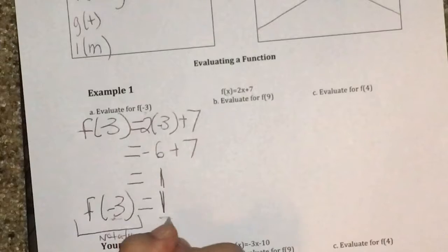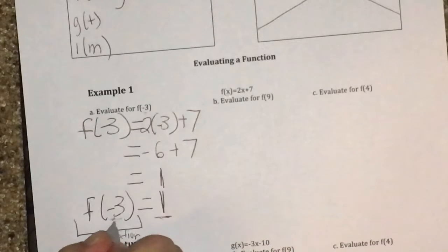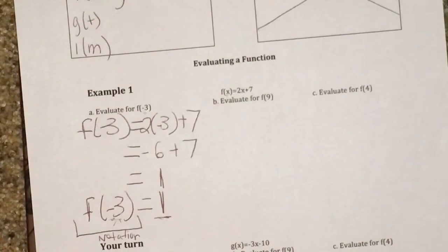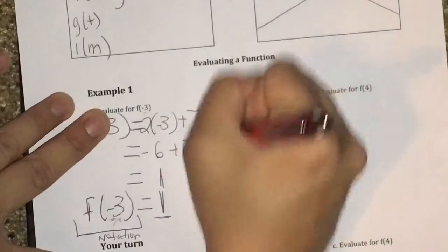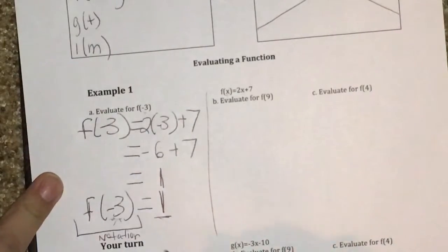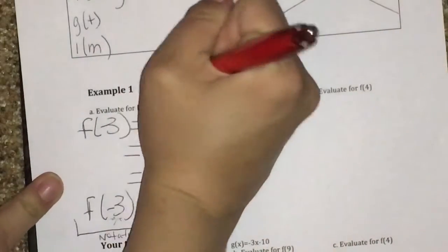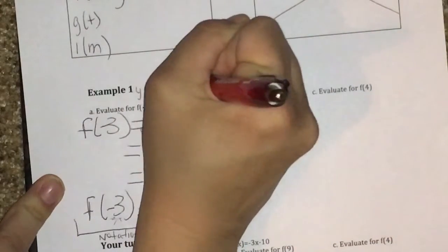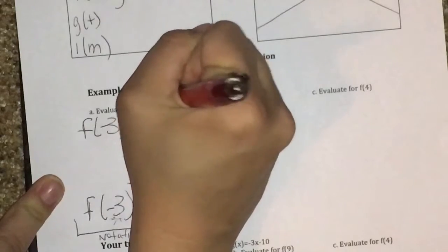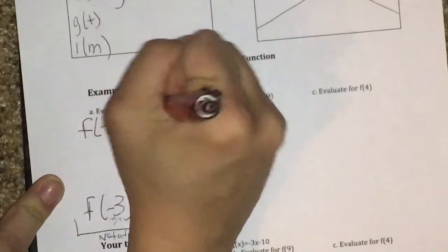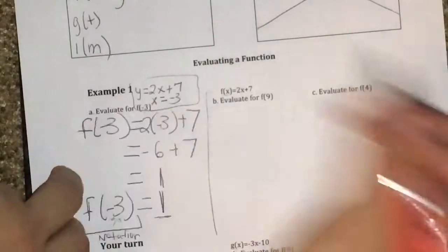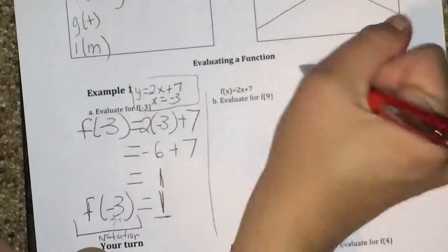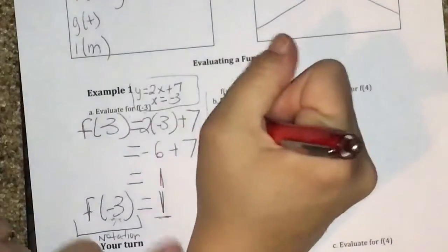So f of negative 3, if I'm feeding negative 3 into the function, my output is going to be 1. My input is negative 3, my output is 1. All it is is notation. So it'd be the same idea. This problem would be the same idea as if I had y equals 2x plus 7 and then solve for when x equals negative 3. This is the same exact thing. It's just different notation.